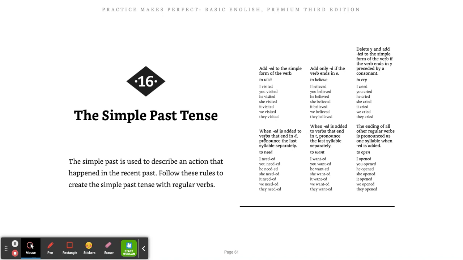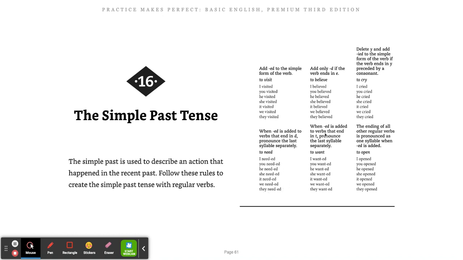When ed is added to verbs that end in d, pronounce the last syllable separately. For example, the simple verb to need is pronounced in the simple past tense, I needed. Notice that I pronounce ed. Need, needed. You needed, he needed, she needed, it, we, they needed.